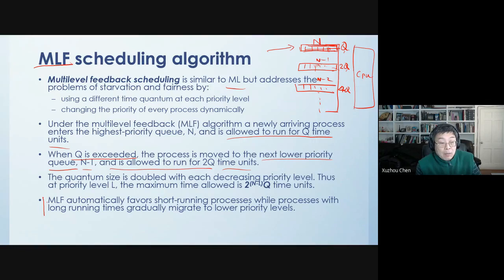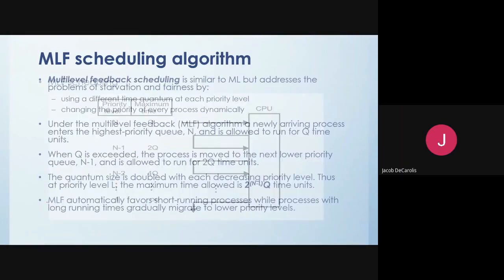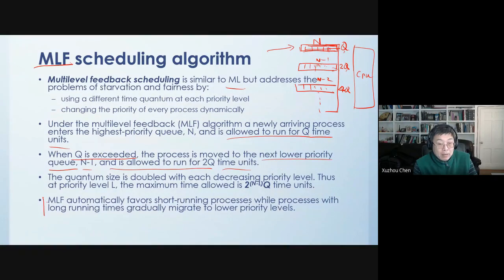This is a good approach. It's called a multi-level feedback queue. So, Professor, do all processes start in the highest level and then just move their way down depending on how much time they're taking? That's the plan. Yes. Okay. Yeah, that's the plan.